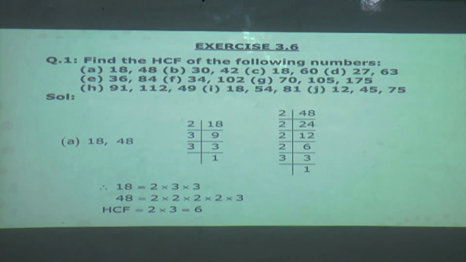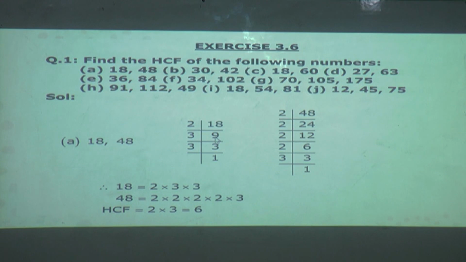Now we are going to solve sums from exercise 3.6. Find the HCF of the following numbers. First one is 18 and 48. Now we have to find the HCF of these two numbers. 18: 2 9s are 18. Now we have to divide 9.